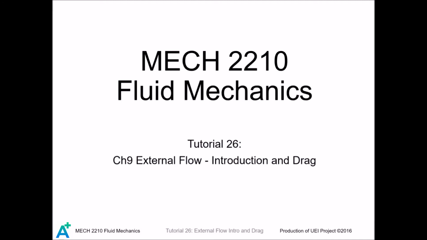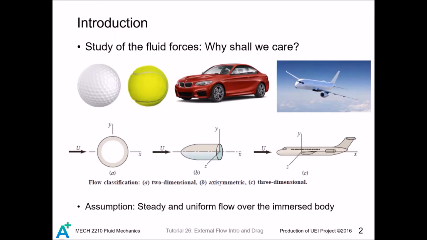This is tutorial 26. Today we will start the last chapter in fluid mechanics, that is chapter 9 about external flow. In particular, today we will talk a lot about drag. By external flow, we are dealing with a flow over an immersed body. For example, air flows over an airplane as it flies across the sky.